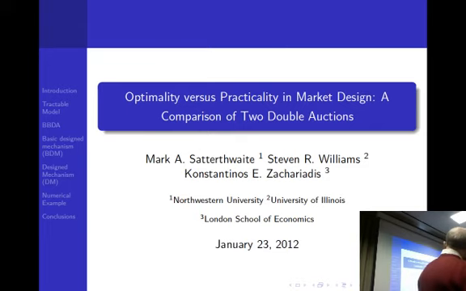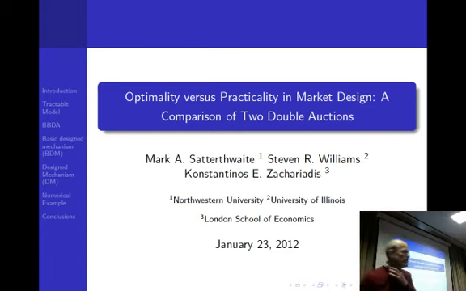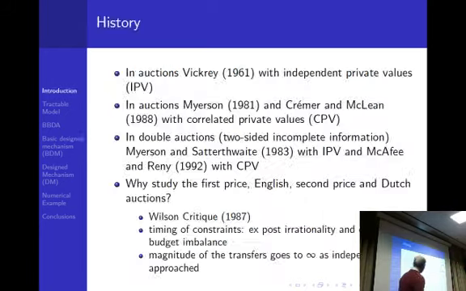But anyway, I want to talk about this paper, Optimality versus Practicality in Market Design. It's joint with Steve Williams, with whom we've written many papers, at University of Illinois, and Kostas Zacharidis, who's at LSE and was a PhD student in the MEDS program. So, what's this paper about? It's about wanting to talk, with an example and some results, about the usefulness of mechanism design versus just plain analyzing equilibrium behavior of particular practical mechanisms.